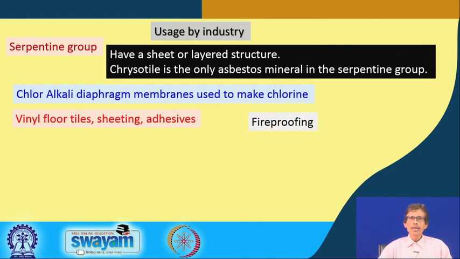Then it is a very useful fireproofing material. So, we can have fireproofing for the walls of the home, or any other places where there are chances of catching fire, even in the laboratories or the industry, because this particular material, asbestos, will not very quickly take fire or catch fire.